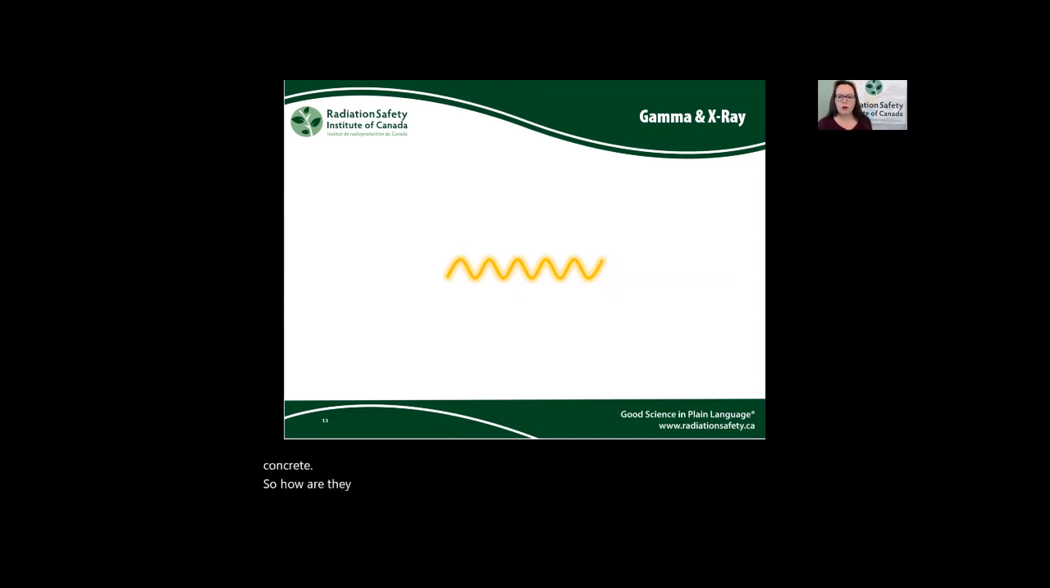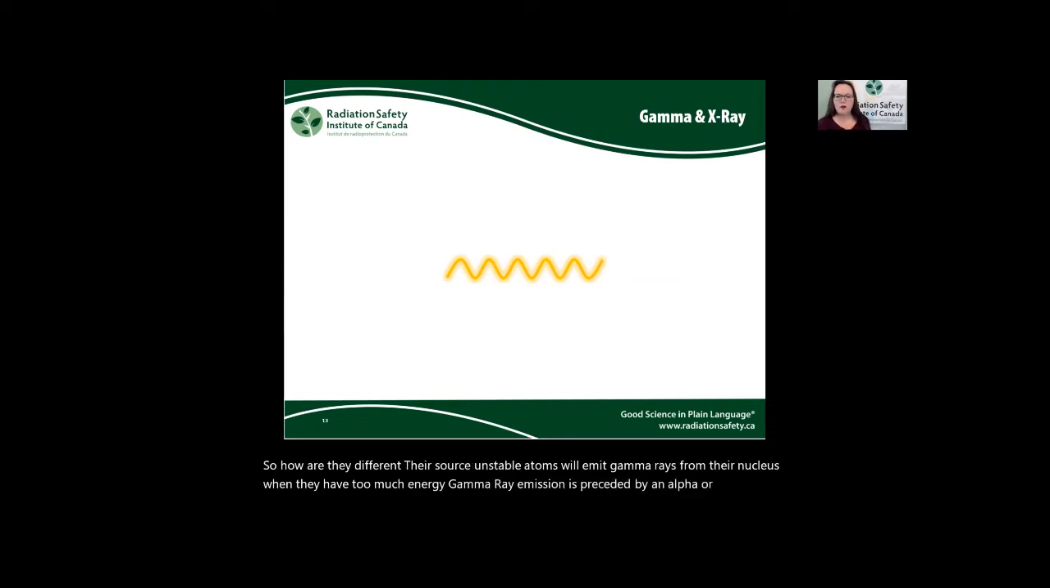Their source. Unstable atoms will emit gamma rays from their nucleus when they have too much energy. Gamma ray emission is preceded by an alpha or beta emission. Common sources are technetium-99m, cobalt-60, and iridium-192.